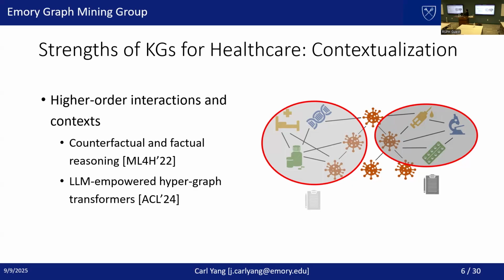But this kind of interaction really needs to happen in the context of certain patients. Some kind of interactions happen for one patient, and don't happen for the other patients. So you need some kind of context. So we basically used this so-called hypergraph to model the context of interactions.